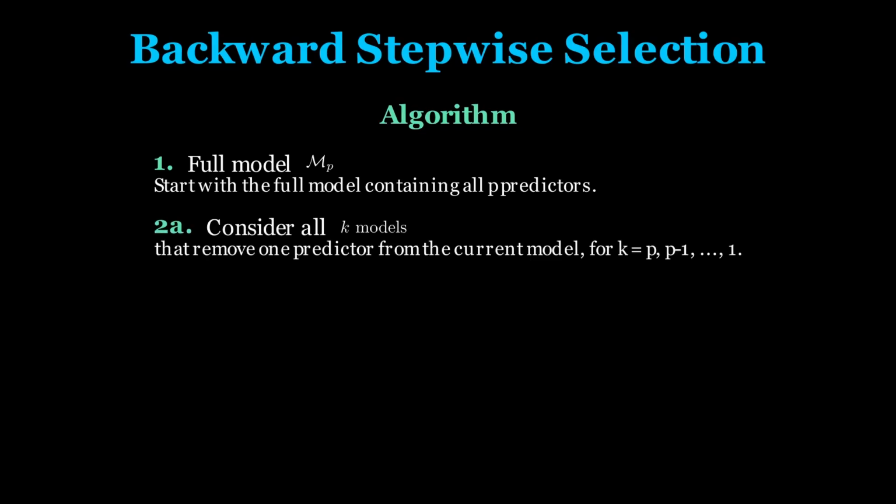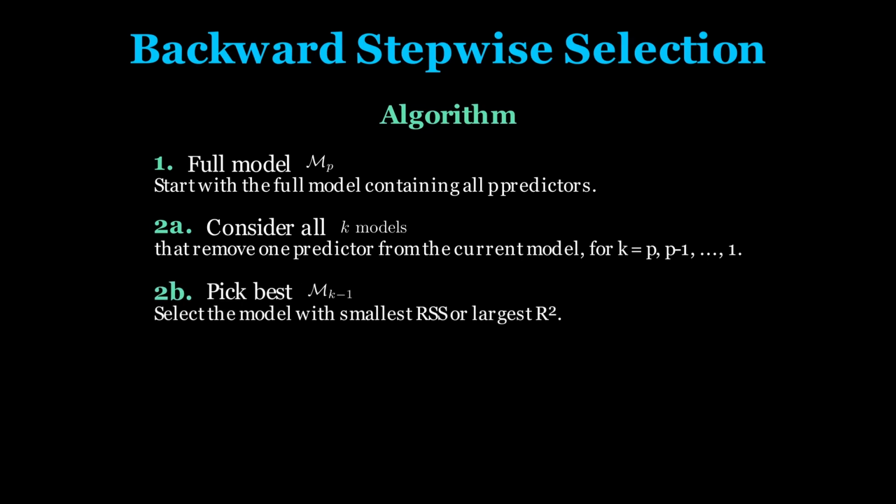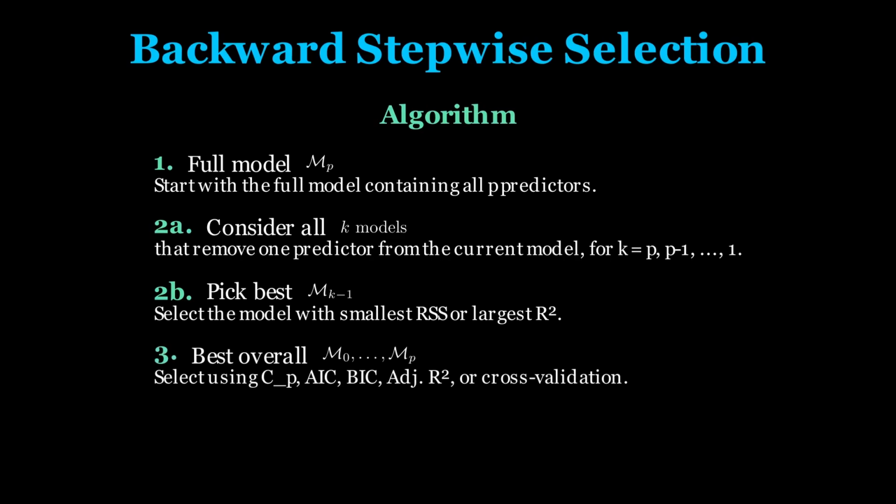Next, for each k from p down to 1, we consider all k models formed by removing one predictor from the current model Mk. For each k, we select the best of those k models based on the smallest RSS or largest R squared and call it Mk minus 1. We repeat steps 2a and 2b until we reach the null model. Finally, from the sequence M0 through Mp, we select the final model using a prediction error criterion, similar to the criterion used in the other methods.